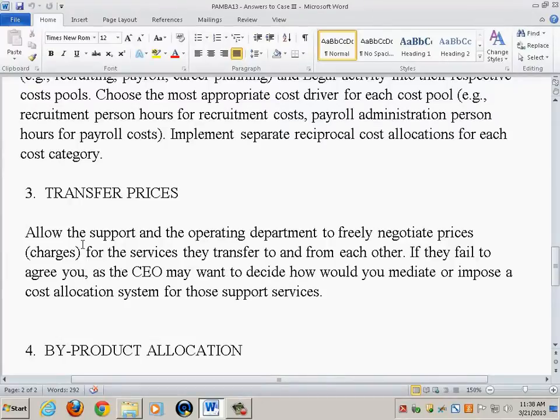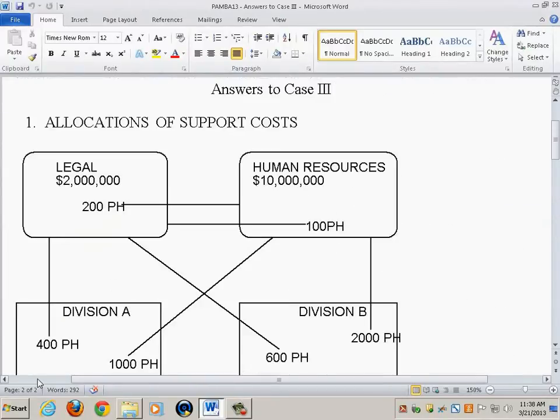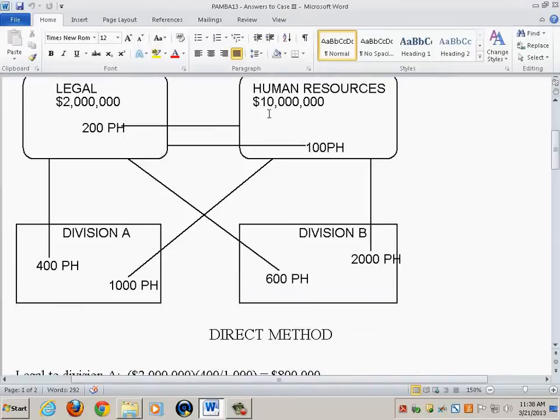Third requirement, transfer pricing, that looks forward to the whole issue of transfer pricing. We're going to deal with transfer pricing in much greater detail toward the latter part of our course. But just to remind you what the idea behind transfer pricing is, you see, transfer pricing is a special case of cost allocation. For example, if we deal with this problem here, we're saying we have to allocate the cost of legal and human resources to Division A and Division B.